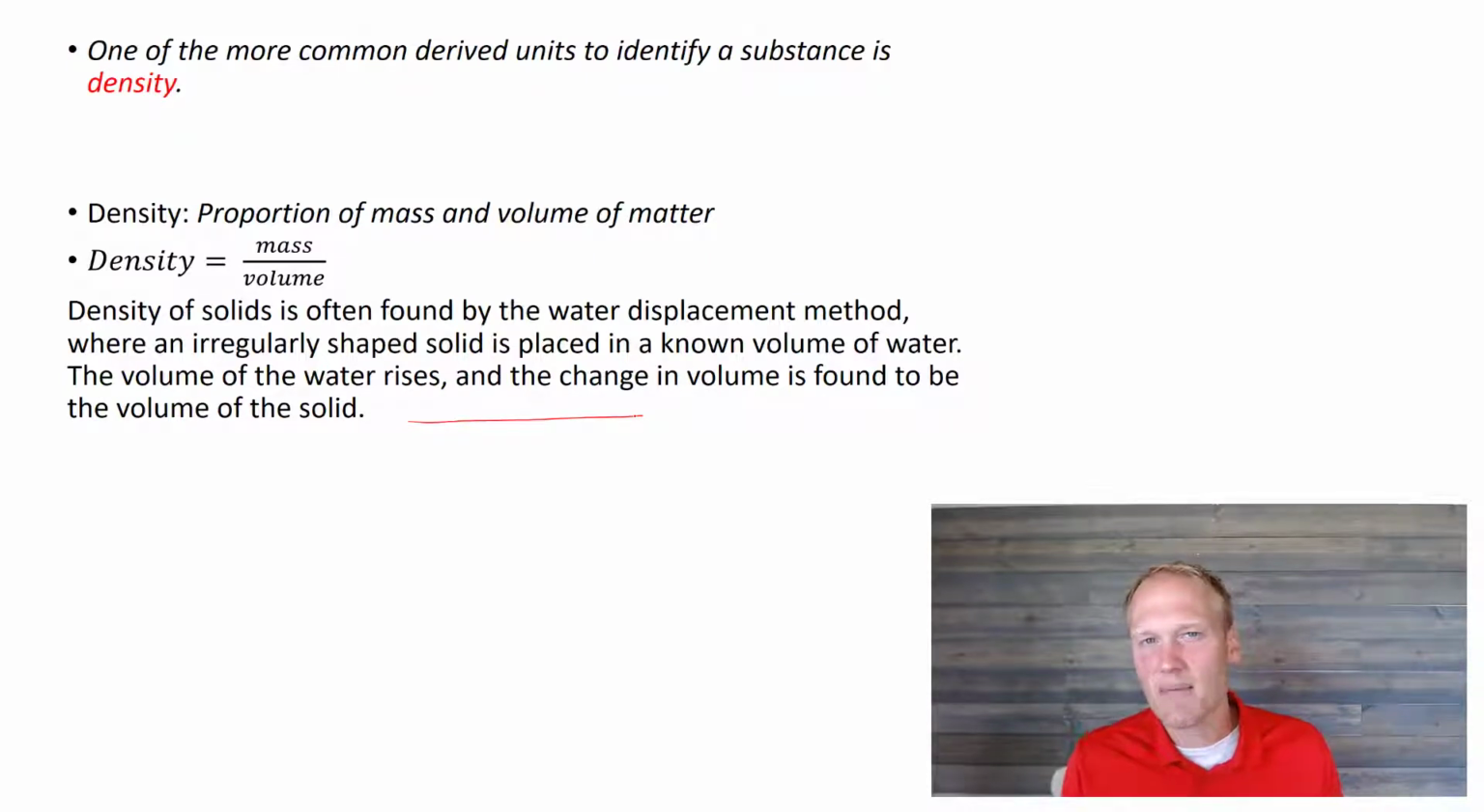But most of the time in chemistry and physics, we have irregularly shaped objects. And typically how we find volume is the water displacement method. We'll take a graduated cylinder, let's say a 100 milliliter graduated cylinder, and we'll fill it up to exactly 50 milliliters of water. And then we'll put the object in the graduated cylinder and see how high the water rises.